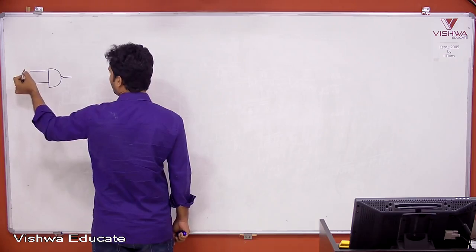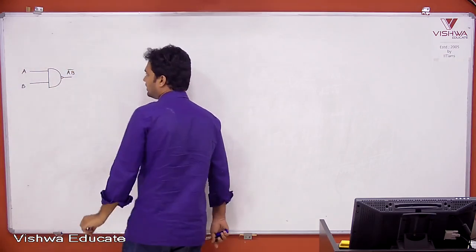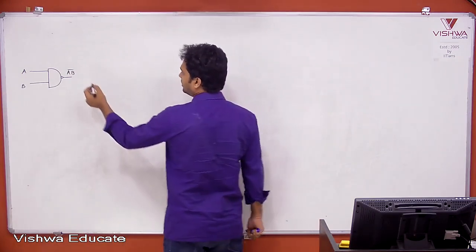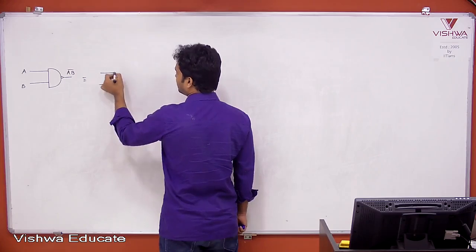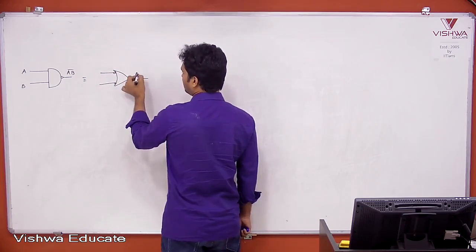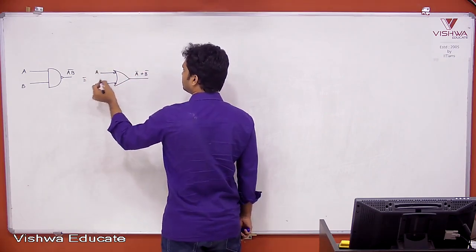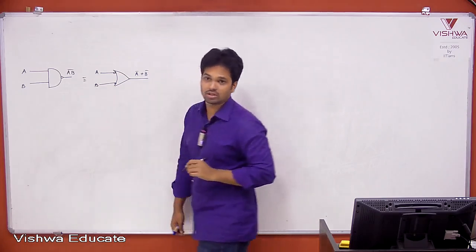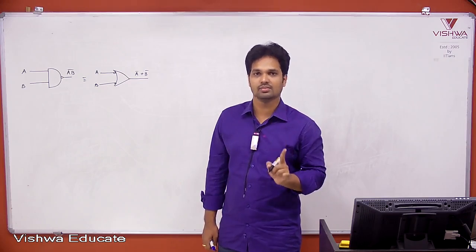Say I have a NAND gate. What is the alternate symbol for the NAND gate? AB whole bar can be written like this: A bar plus B bar. Both are same or not? De Morgan's law, AB whole bar is the same as A bar plus B bar.